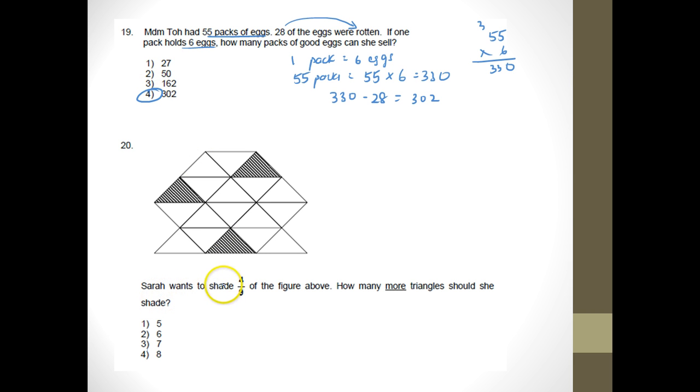Question 20. Sarah wants to shade 4/9 of the figure above. I need to shade 4/9. A total of 18 triangles: 1, 2, 3, up to 18. So I multiply by 2. 8/18. She wants to shade 8/18. Now she already has 3 shaded. So 8 minus 3, she needs to shade another 5 more.